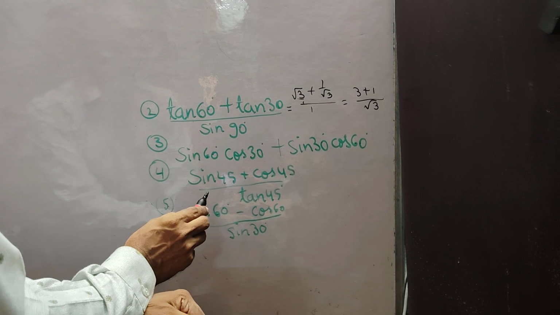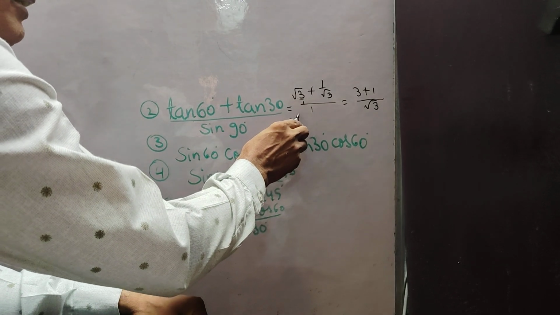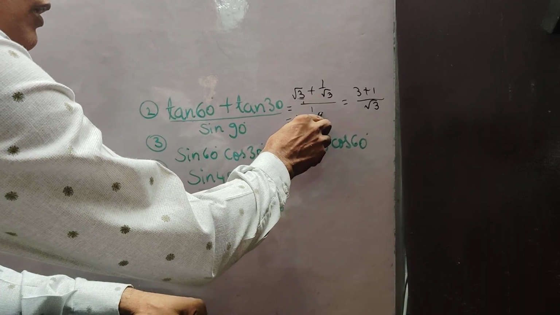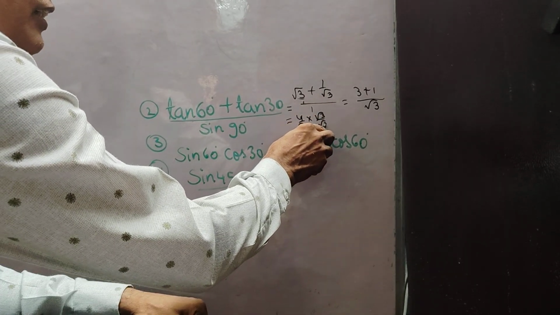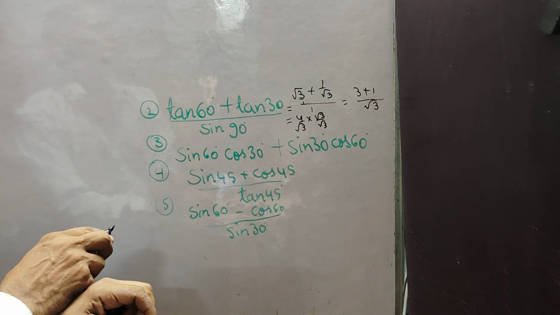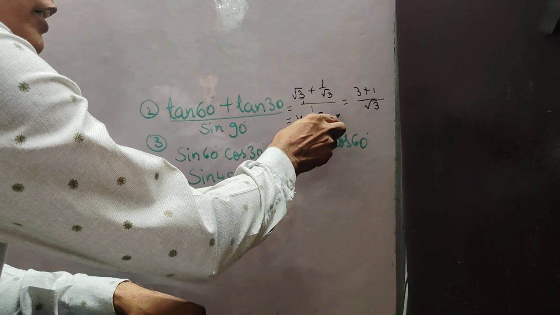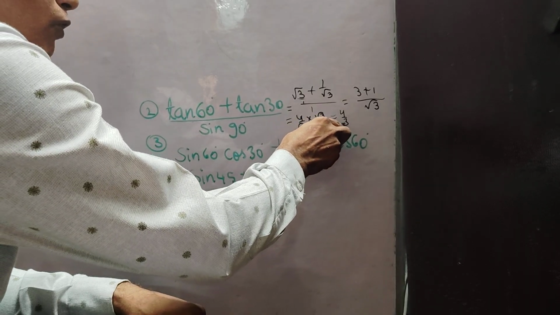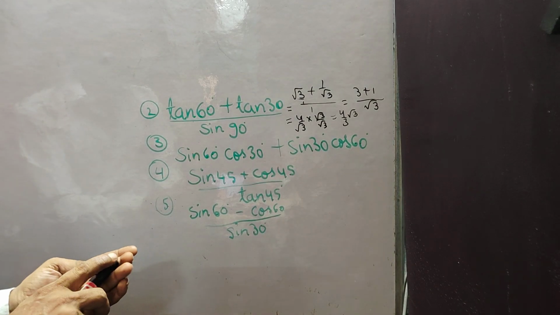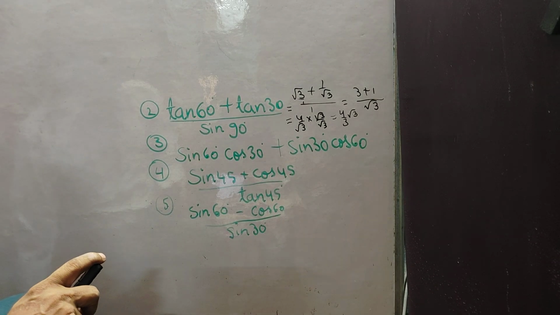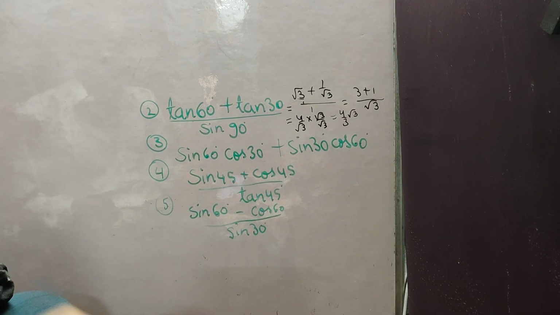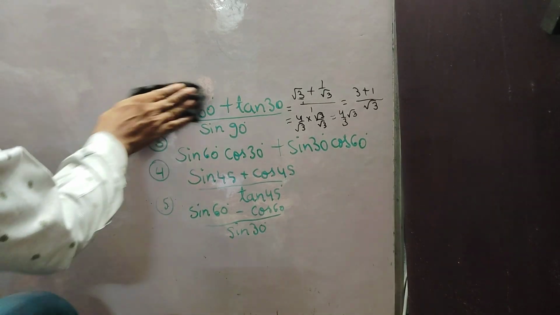Now square root in the denominator we cannot write. So we rationalize the square root 3 from denominator. Square root 3 multiply both numerator and denominator. So numerator becomes 4 square root 3, denominator becomes 3. So 4 by 3 square root 3 is the answer. We do not write square root 3 in denominator, that's why we multiply both by square root 3.